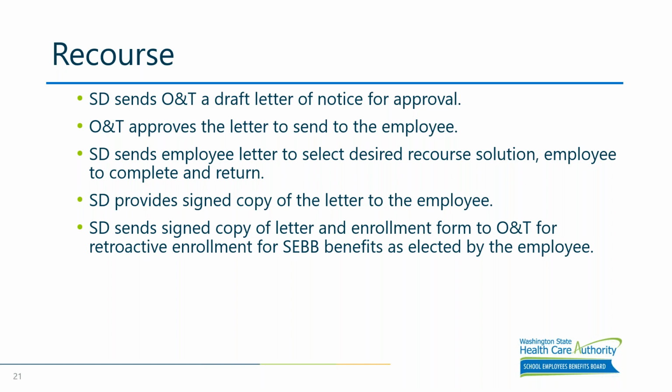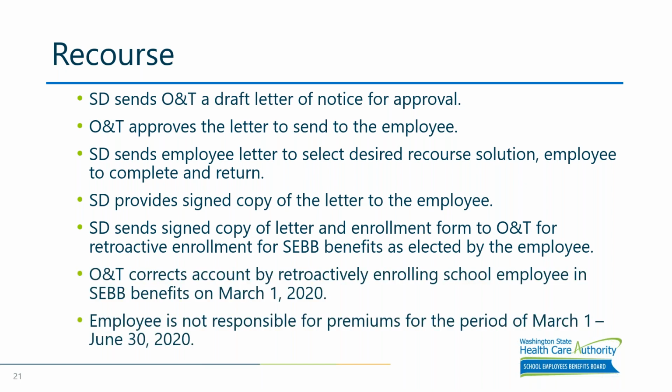So this employee requested retroactive enrollment instead of going forward for SEBB benefits as elected by the employee. Outreach and training corrects the account by retroactively enrolling the school employee in SEBB benefits as of March 1st, which should have been the effective date, but they didn't realize this till June. The employee is not responsible for any premiums for the period between March 1st and June 30th. They are only responsible for premiums once they are notified of their eligibility going forward.